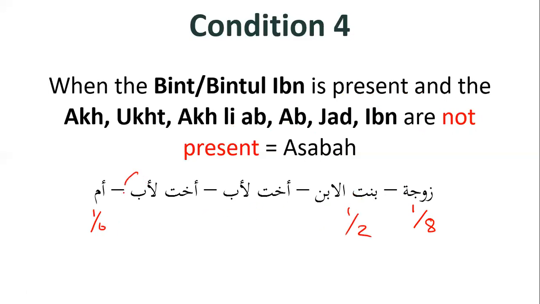Now we have here ukht li abin and ukht li abin. We see two ukht li abins here. We can see that the bintul ibn is present. Therefore, اجعلوا الأخوات مع البنات عصبة. Obviously, going through all the other relatives not being present.